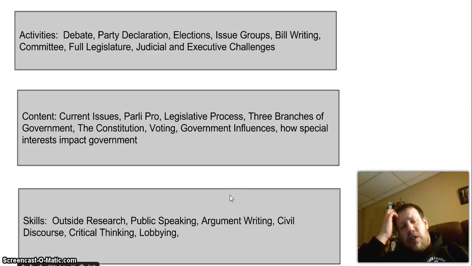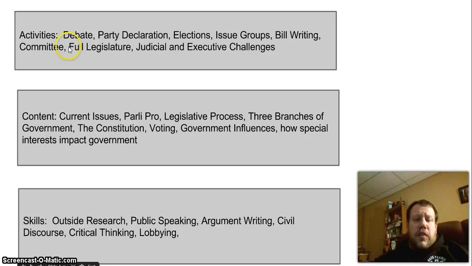I'll give you a little diagram here of all the activities we're doing. We're doing debates and party declaration. We just did these, where your students declare their political party. We'll do the election coming up soon, and the issue work and bill writing. The full legislature I talked about.